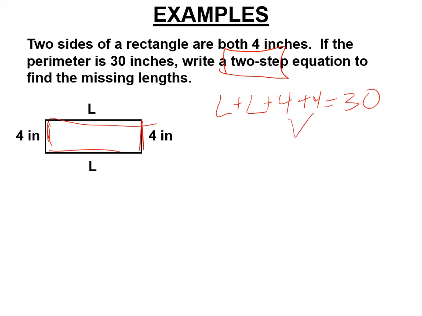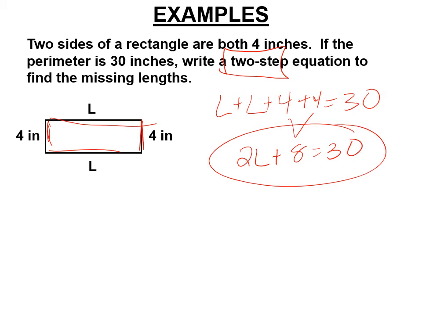So 4 plus 4 is 8. What is L plus L? Well, we've talked about this. What's X plus X? L plus L is 2L. Does that look like all the others now? 2 times the missing length plus 8 will equal our perimeter. Yes.